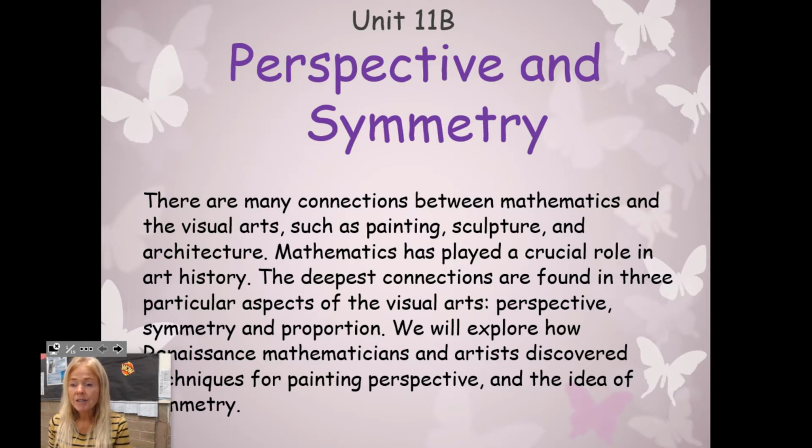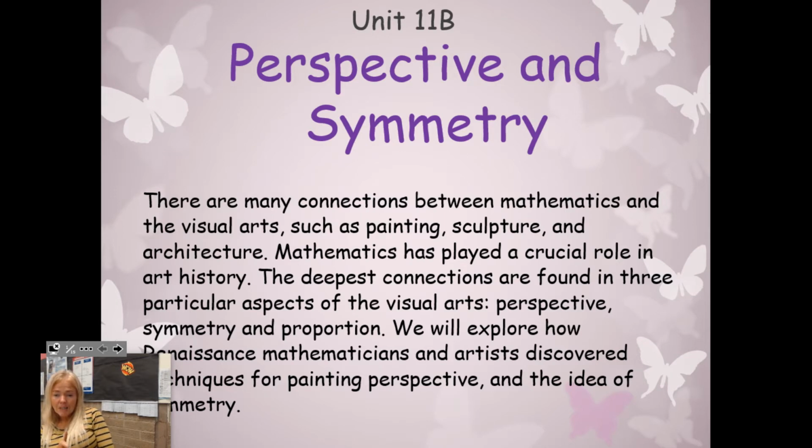So there are many connections between mathematics and visual arts, as we know. People who do painting and sculpture and architecture use a lot of the mathematical concepts in their art. It's kind of amazing to look at them and see that. Three of the deepest connections found in these particular aspects of the visual arts are perspective, symmetry, and proportion. We've already talked about proportion a little bit, but we're going to talk about it a little bit more in respect to the golden ratio and the proportion of 1.618, which is a really cool proportion that's used a lot. And then symmetry, of course.